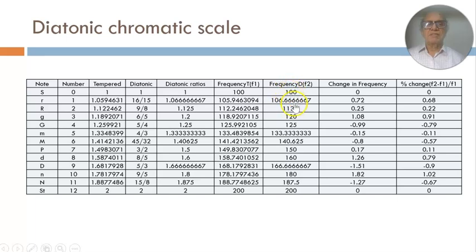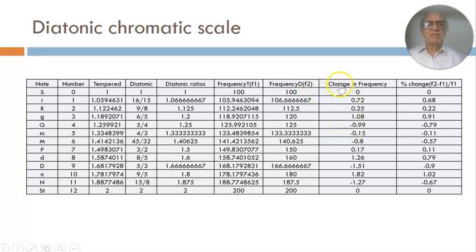Then these are the frequencies for diatonic. And now for each note, you can see the difference, the change in frequency. You will see that the change in frequency is just 0.72 Hertz for this Komal Rishabh, whereas this is only 0.25 Hertz. Here this is minus because your equally tempered scale has a slightly higher frequency than diatonic. So diatonic is lower, so it is written as minus.